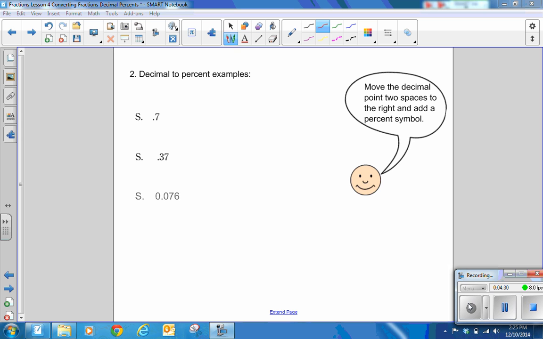Converting decimals to percents is much more straightforward, because the only thing you need to do is move the decimal point 2 times to the right and add a percent symbol. So if I have 0.7, I'm going to move the decimal point twice to the right, add the 0 in my space, and add a percent. So my answer is 0.7 is equal to 70%. If I have 0.37, I move the decimal point twice to the right, and now my decimal point is after 37, so the answer is 37%.